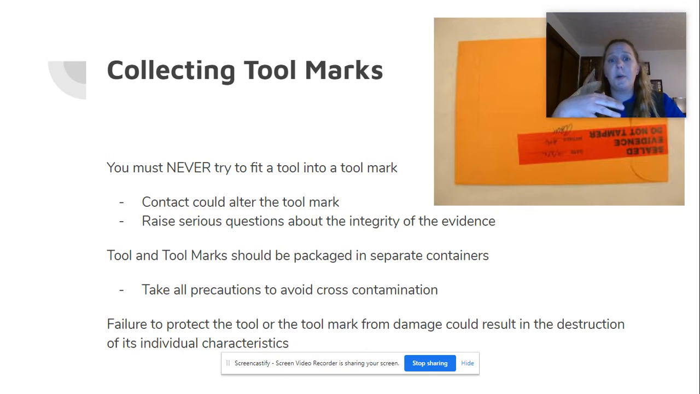Tools and tool marks should always be collected and packaged in separate containers as well. This is just helping you take extra precautions to avoid the cross-contamination of any physical evidence like paint chips or wood chips or anything like that that are on the tool. Also preventing the tool mark from being damaged by the tool. Failure to protect the tool or tool mark from damage could result in the destruction of its individualizing characteristics and make it inadmissible in court.